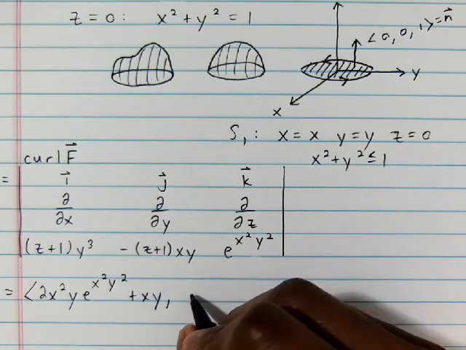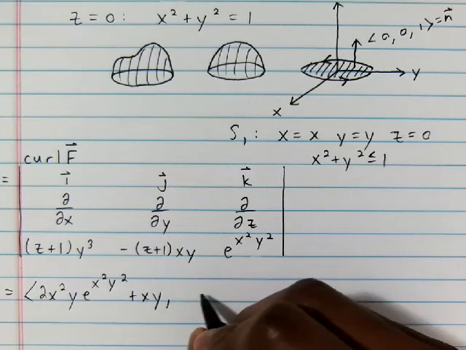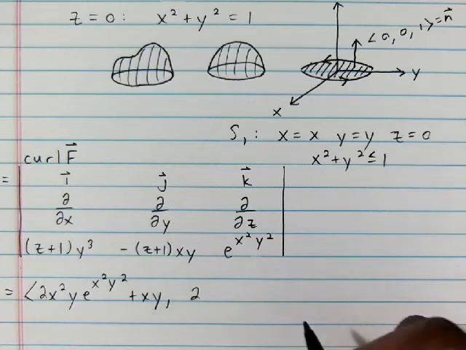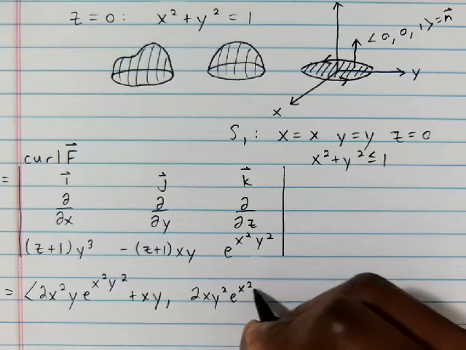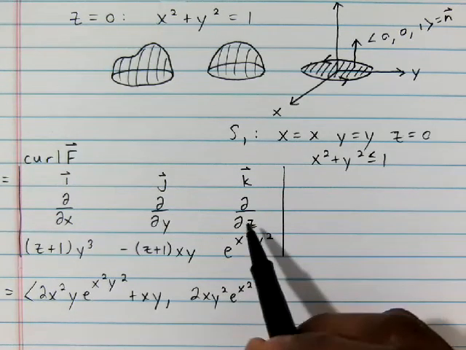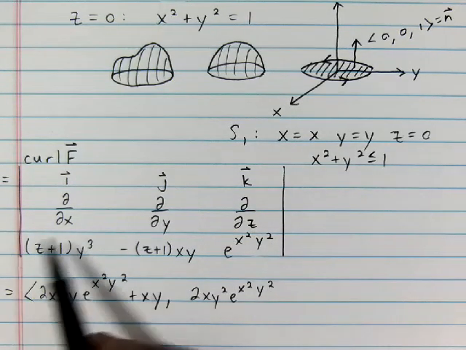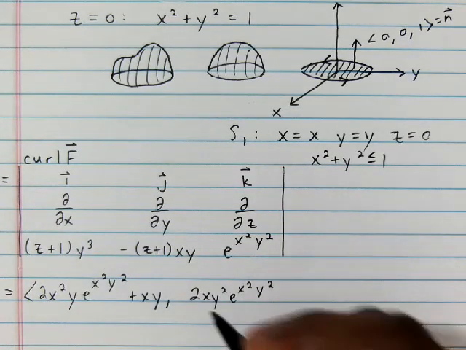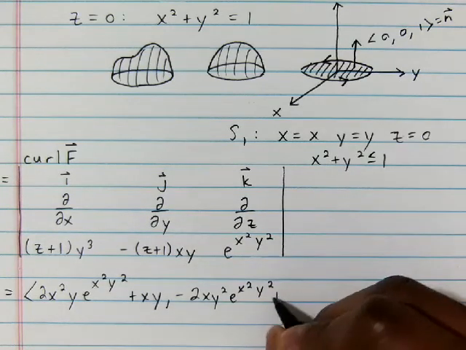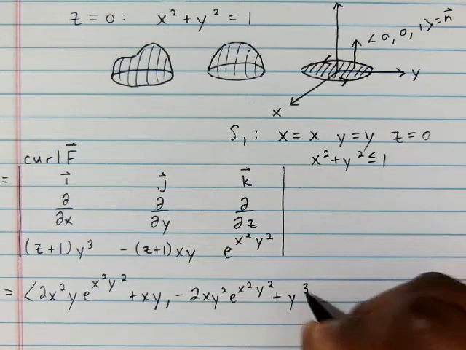Write that down. Now leave space for the negative sign in front there. So what did I say? 2xy squared e to the x squared y squared, then minus the partial of this with respect to z, which is just y cubed, so it would be minus y cubed, but then we have our negative sign, so it ends up being that.